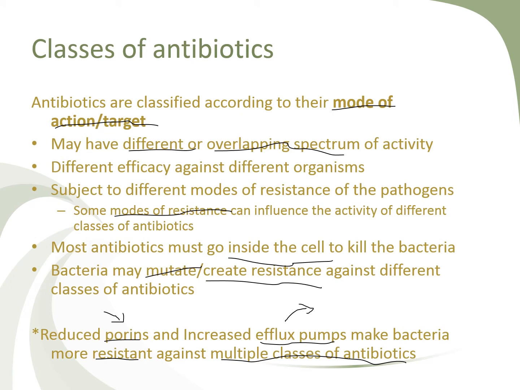For example, bacteria that have reduced porins or increased efflux pumps become more resistant against multiple classes of antibiotics. So bacteria that have fewer porins means fewer antibiotics going into the bacteria, or more efflux pumps that pump the antibiotics away from the cell. They have more chances to get resistant against multiple classes of antibiotics.